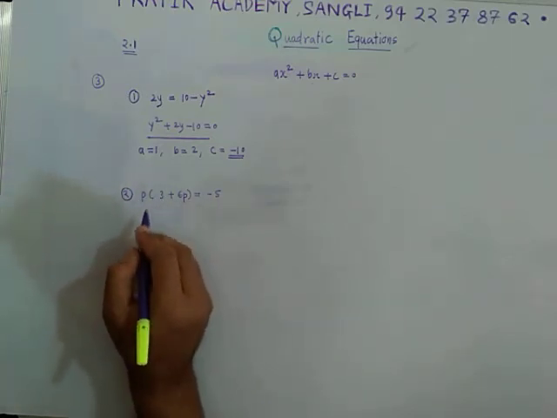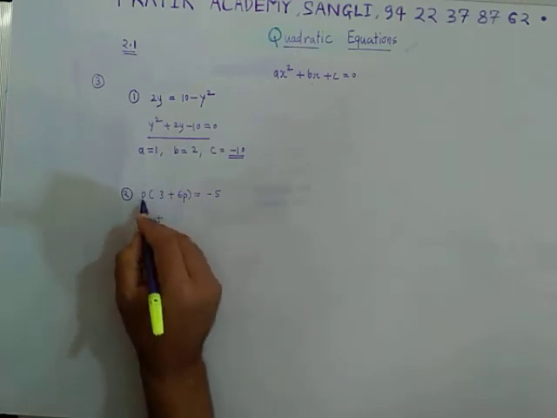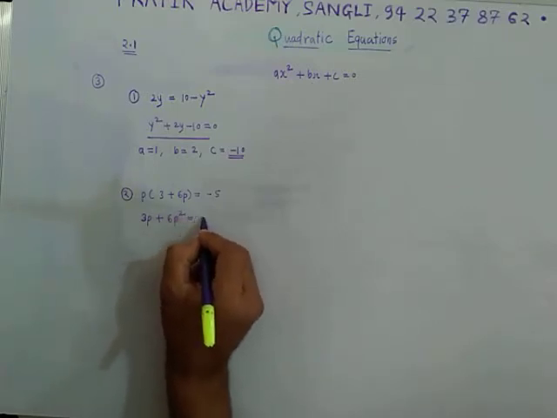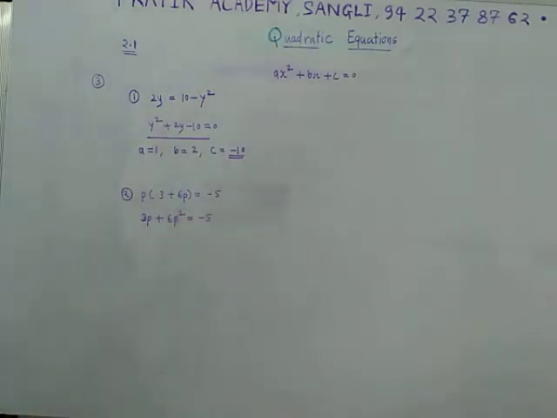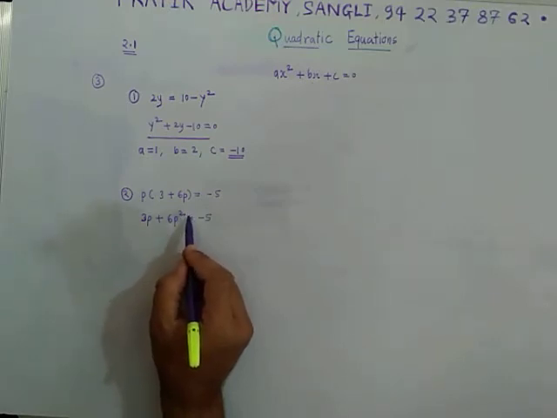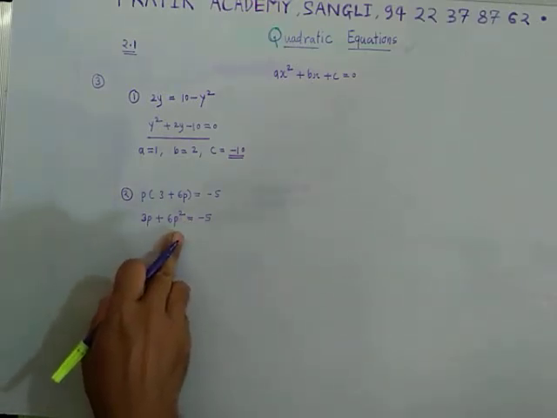So p into 3 is 3p plus p into 6p is 6p square is equal to minus 5. So here we get the power, or degree, of p as 2. So this is a quadratic equation, but this equation is not in standard format. Then how to arrange it?